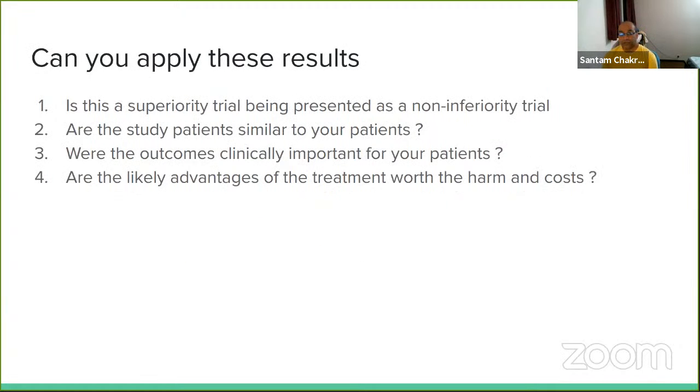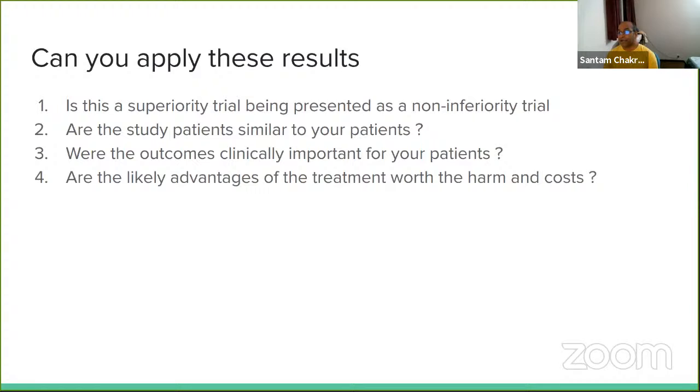Coming to the question whether you can apply these results in your population or not, the first thing you have to understand is whether this is a superiority trial which is being passed off as a non-inferiority trial. This is not so uncommon as it seems. Oftentimes, and I will give a very famous trial example, that is the CHART trial in head neck cancer. It was designed as a superiority trial. When the superiority endpoint was not met, the conclusion was written that it resulted in the same local control.